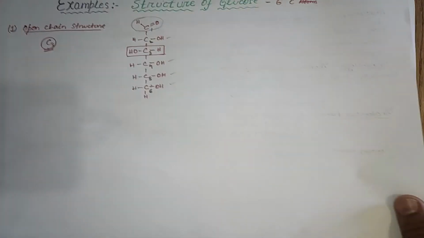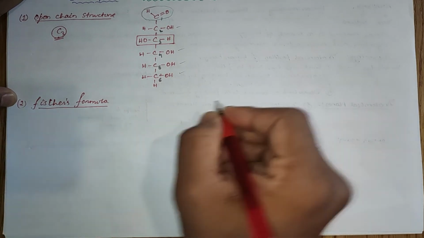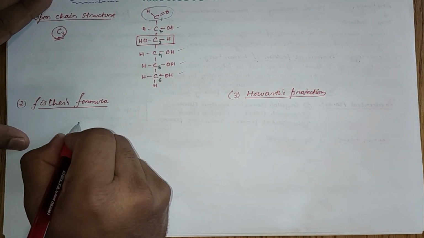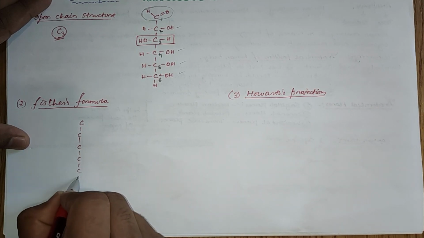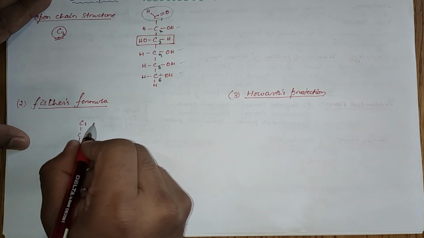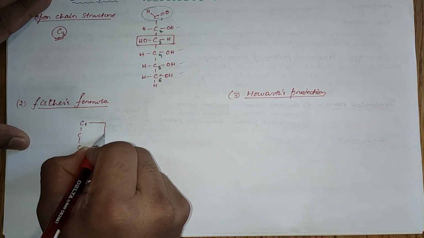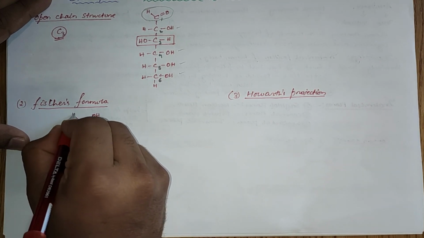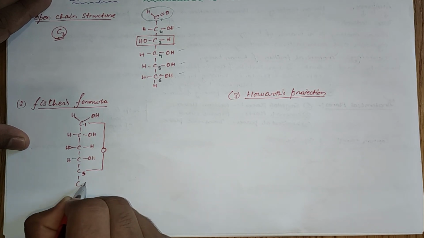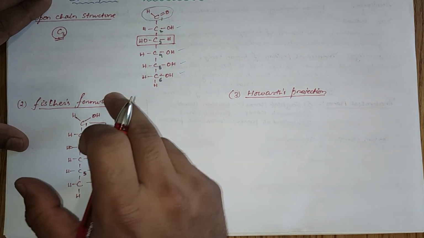Now, let us see an example of the Fischer formula and Haworth projection. In this Fischer formula, there will again be six carbon atoms of glucose, and C1 will bond with the C5 carbon atom with a hemiacetal linkage. So if it links with a hemiacetal linkage, then it will be OH and H, and the others will remain the same as before. You can see this is the hemiacetal linkage represented in a straight manner. So it is the Fischer formula.